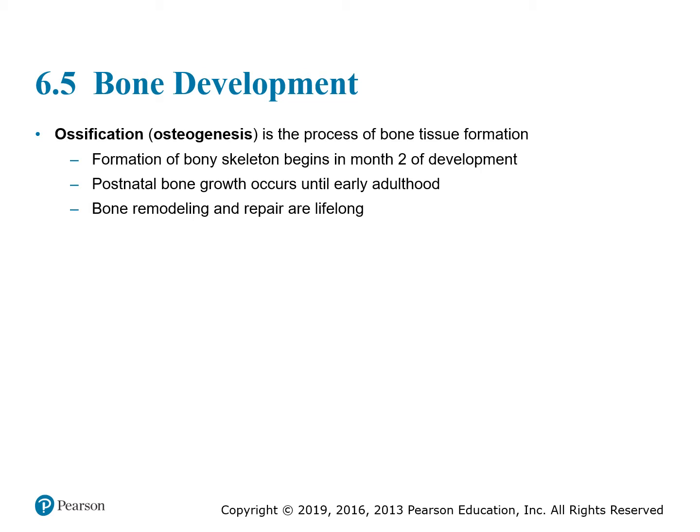formation. Formation of the bony skeleton begins in about month 2 of development. And one thing I want to talk about right away and be clear about is that generally hyaline cartilage precedes bone. So basically, you usually have some sort of hyaline cartilage template, and this is then ossified to form bone tissue. Bone growth occurs until early adulthood when adult size is reached. But bone modeling and repair are actually lifelong processes, and we'll get into that in a little bit.